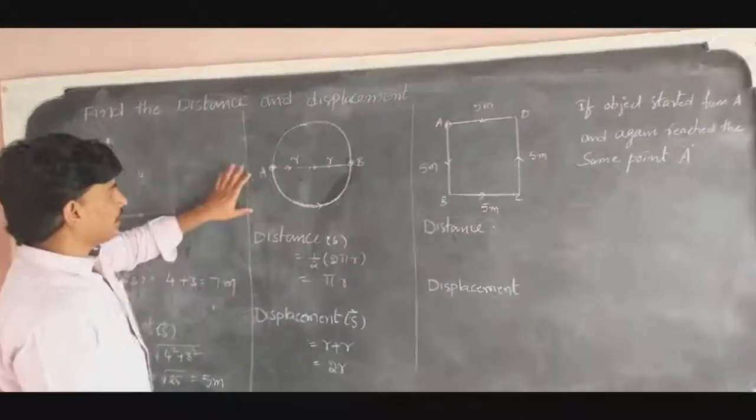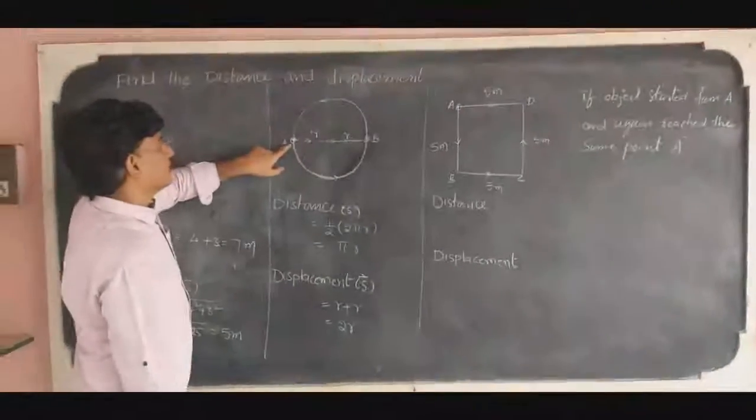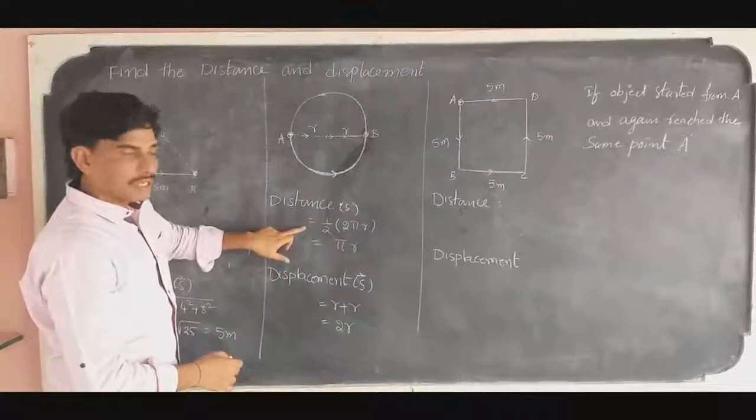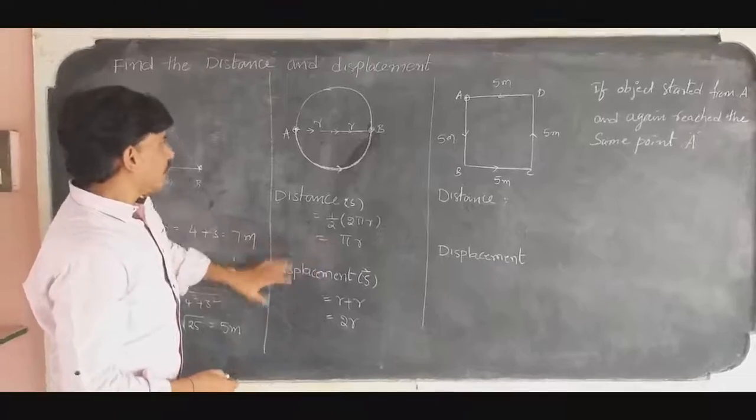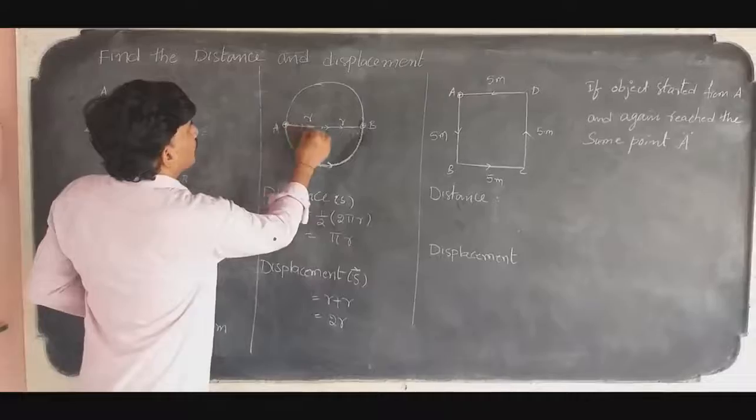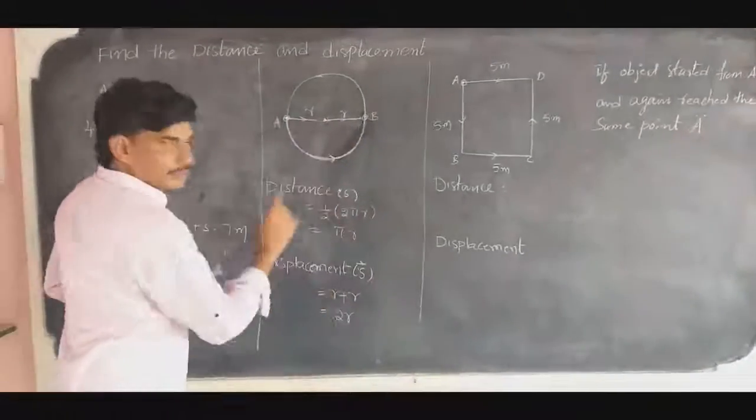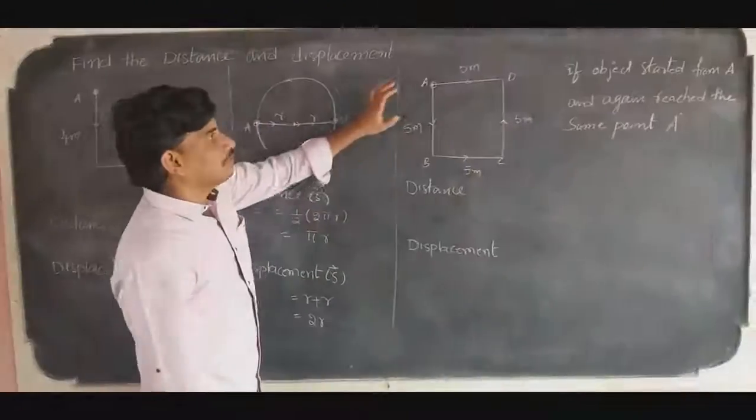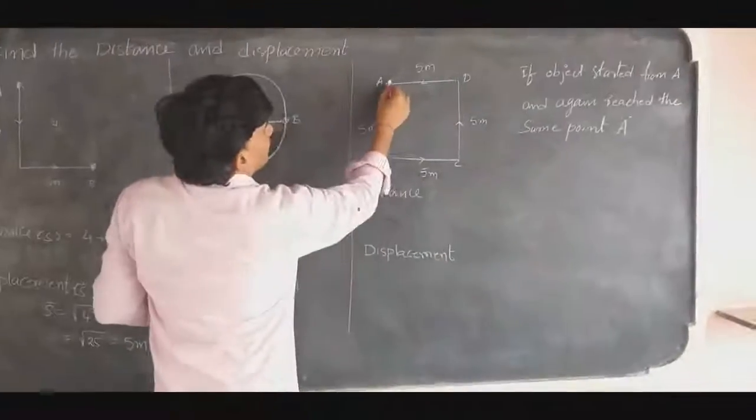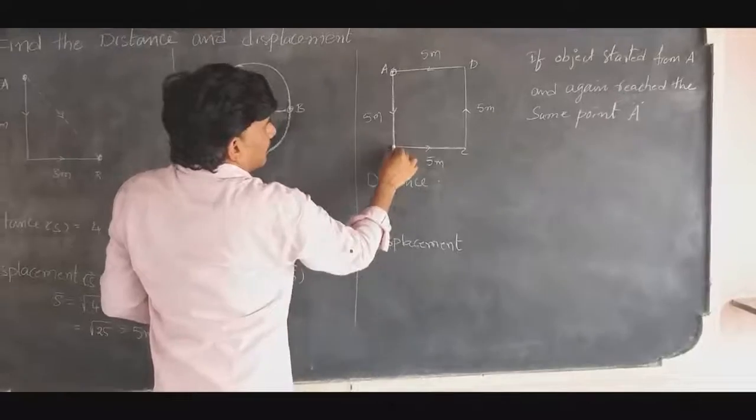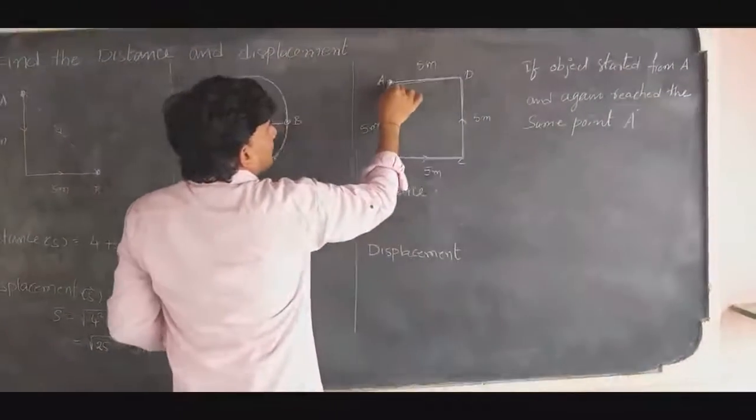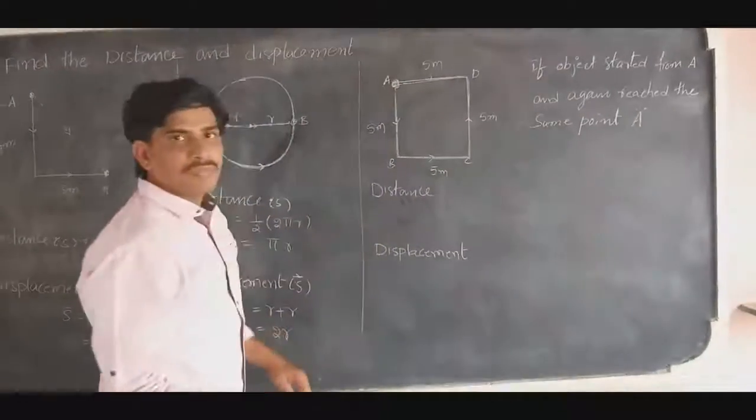Okay. So in this condition, the object covered the path from A to B in this direction. So that's why this is half of the circumference. That's why distance is pi r, whereas the displacement is nothing but the shortest path. That's why the shortest path is only 2r. Okay, good. Now come to another example. Here, the object started from A and covered the path in this direction, and again reached the same initial position, that is A.